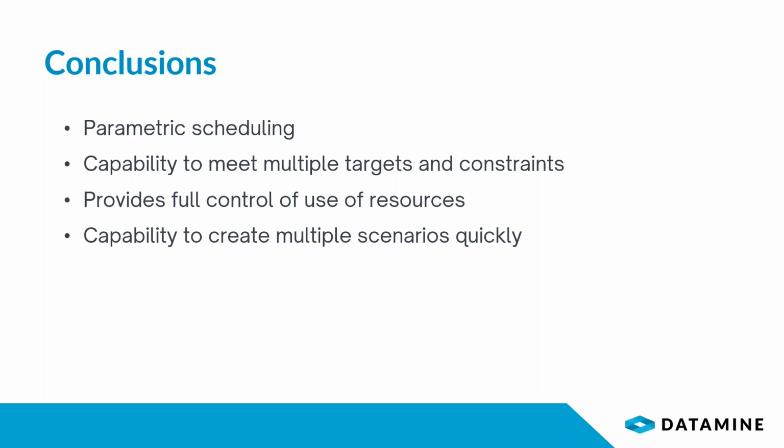The second point is that AutoScheduler has the capability to meet multiple targets and constraints. We had some examples, but of course you can create as many targets as you want, as long as they make sense for your mining operation. AutoScheduler provides you full control of how you're using your resources, so trucks, shovels, loaders, processing plants, stockpiles, waste dumps, etc. And AutoScheduler has the capability to create multiple scenarios very quick, which allow you to adapt to new scenarios very quickly as well.